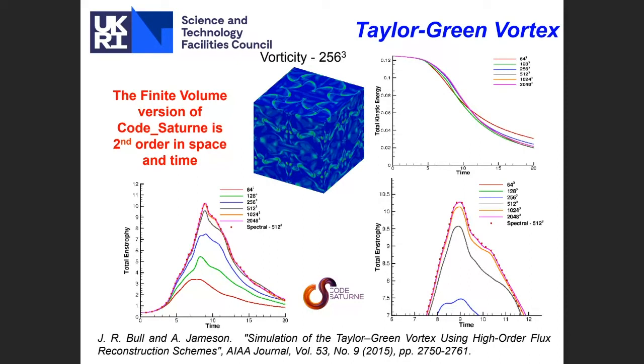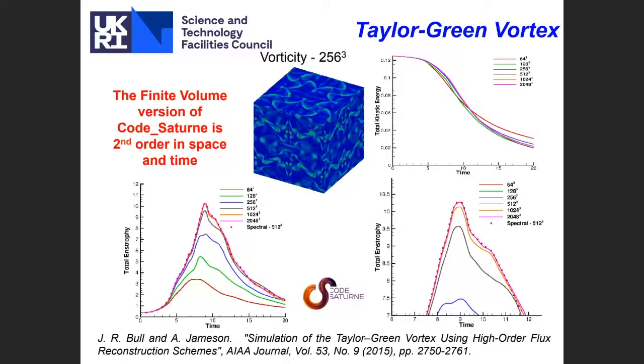Basically, this test case is about an initial solution, and because of periodic boundary conditions, during the course of the simulation the flow and the vortices vanish. This test case is used to assess the accuracy of numerical schemes. I forgot to say that the code is a finite volume code, second order in space and time in this case.